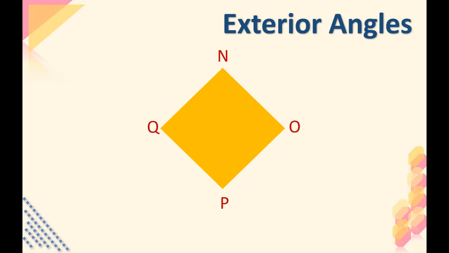A side of a polygon can be extended to a point outside the polygon. So let's say side ON is extended to point S, which is outside the polygon. This forms an angle with another side of the polygon, side NQ. So this angle is called angle SNQ. And this is an exterior angle.